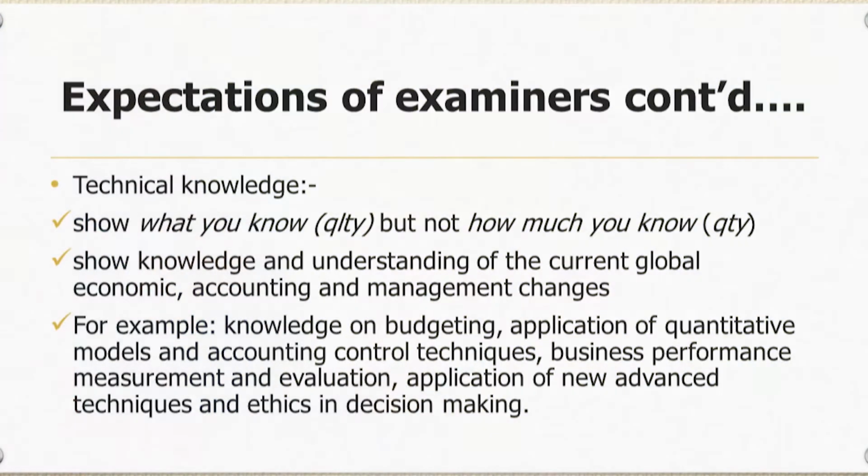If you want to take an example of a good cash budget question, under technical knowledge, we were talking about show what you know, but not how much you know. Under technical knowledge, you show what you know. In that, here we are looking at quality versus quantity. You may try to write too much, and you write too much, but you are not bringing out the point.